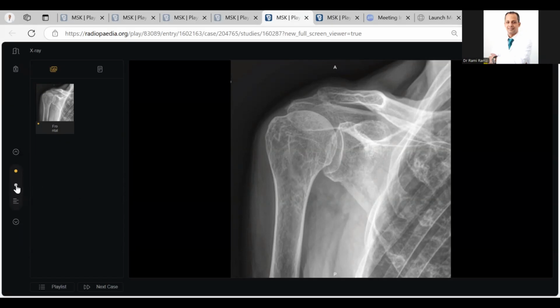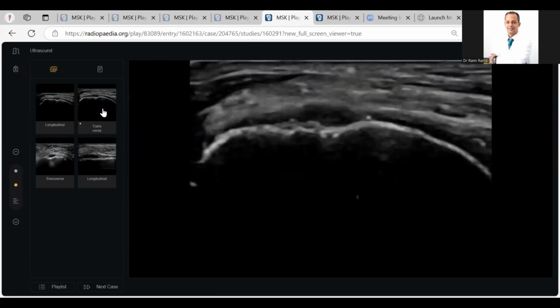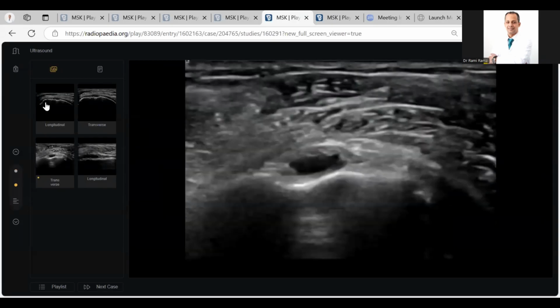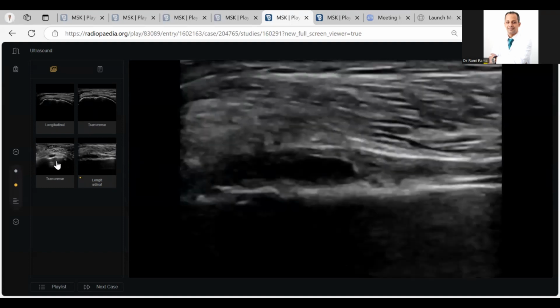What's your differential diagnosis? This is leading to a supraspinatus tear, and this will lead to impingement syndrome and rupture of the rotator cuff. Okay, we did an ultrasound of the shoulder. Yes, sir, I can see this is an ultrasound of the shoulder.